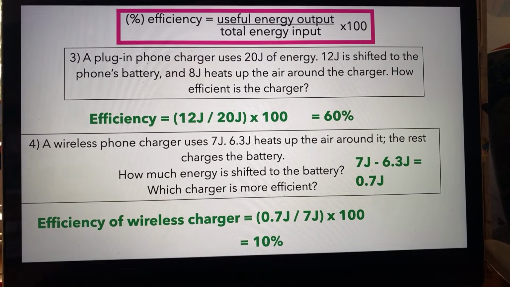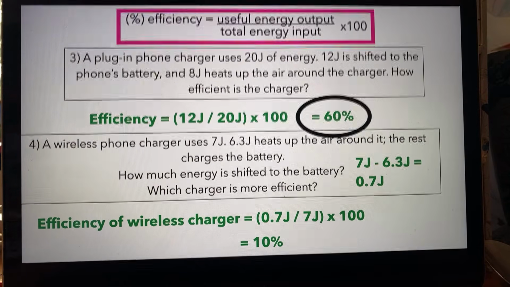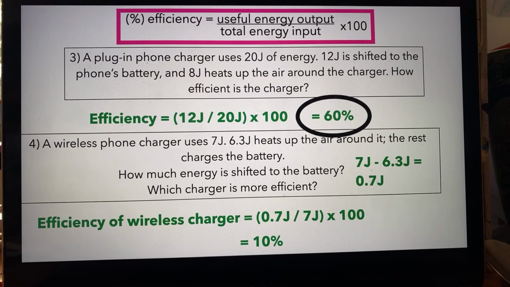Anyway, yes, so the answer was, which phone charger is more efficient? It's the one in question 3, isn't it? The one where 60% of the energy is useful.